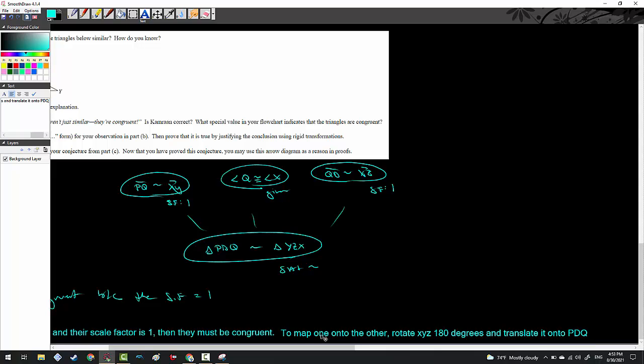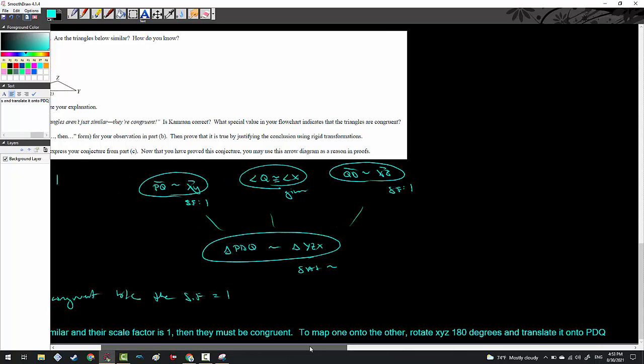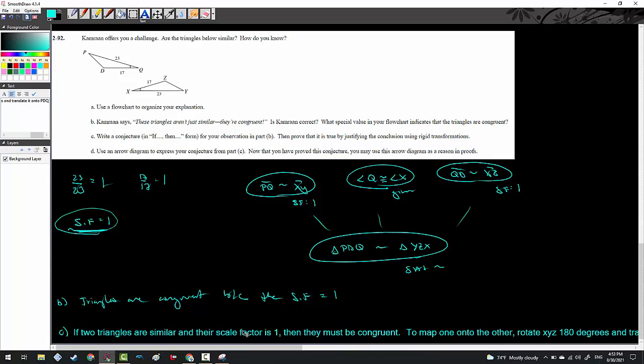The last part of this lesson is to show you that sometimes two triangles are so similar they might as well be congruent. I think that'll wrap it up for this lesson.